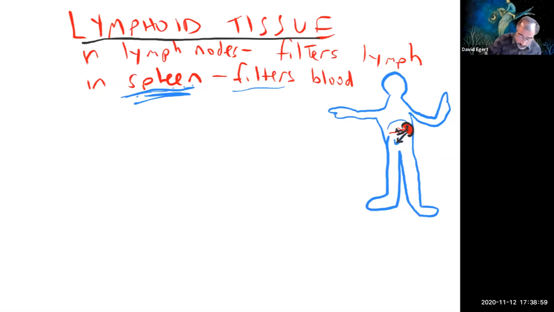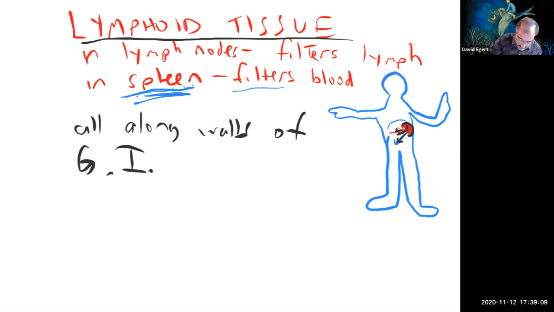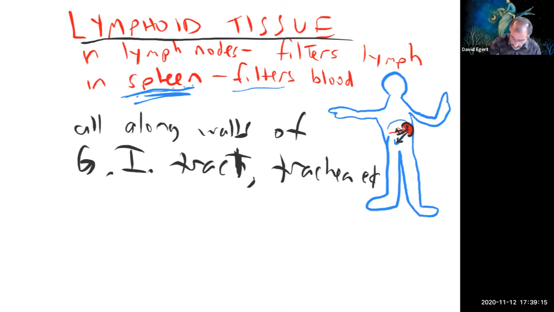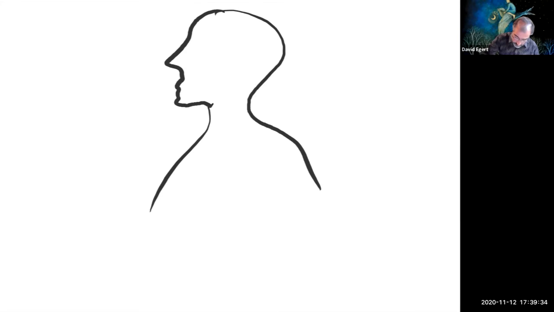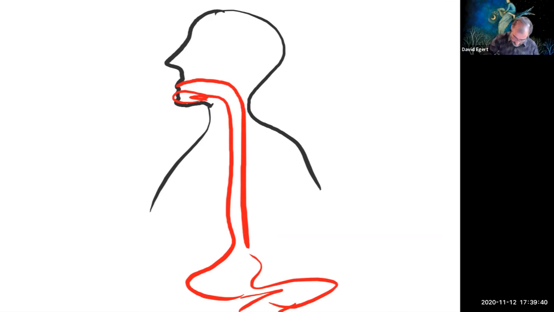And then this lymphoid tissue is also just, all along walls of GI tract, trachea, etc. So if you think about, you've got your digestive tract going down into your stomach and all your intestines. You've got your trachea going down into your lungs.